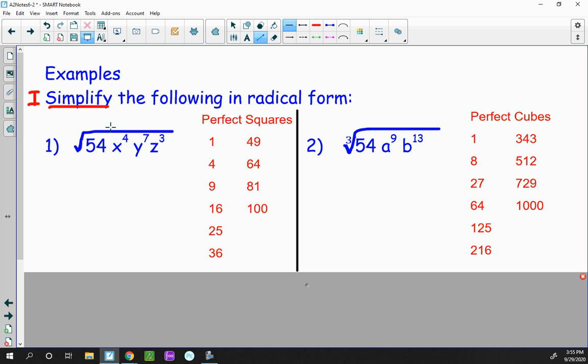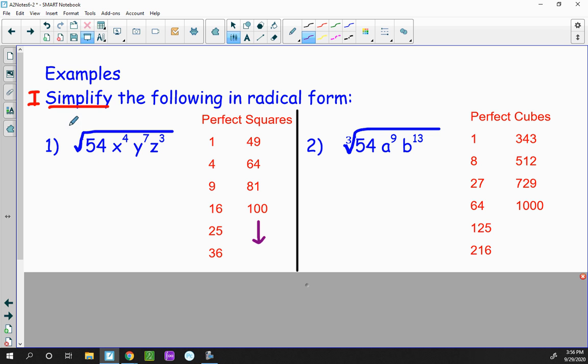Before we do the multiplication, just a quick review on how to simplify in the lowest radical form. The first example is the square root of 54, x to the 4th, y to the 7th, z to the 3rd. I've made a list of the perfect squares, or some of the perfect squares, to the side. Remember, this is an infinite set of numbers.